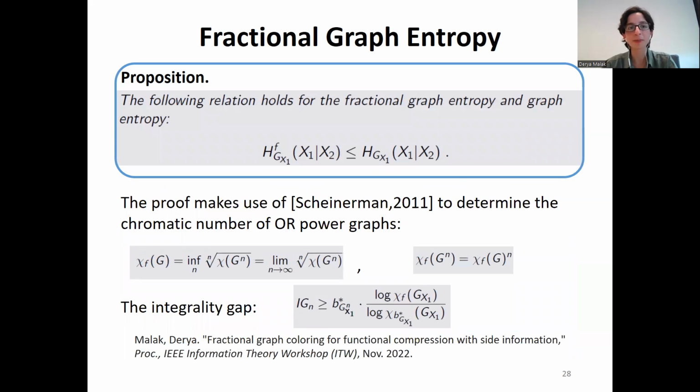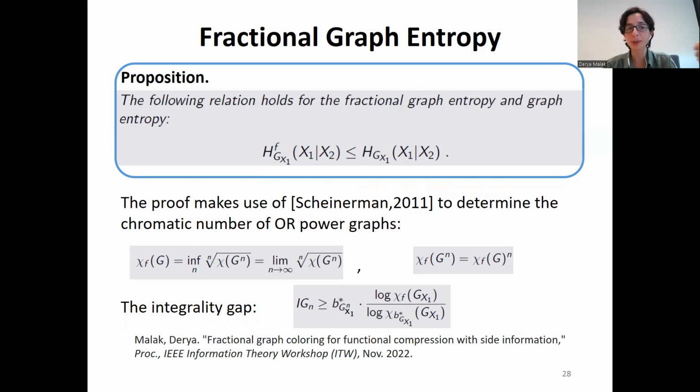One of the main results that I had was to show that this fractional graph entropy is indeed a lower bound to the original graph entropy. These results can be shown by using the very useful reference that I am citing here by Scheinerman. The title of the book is Fractional Graph Theory.